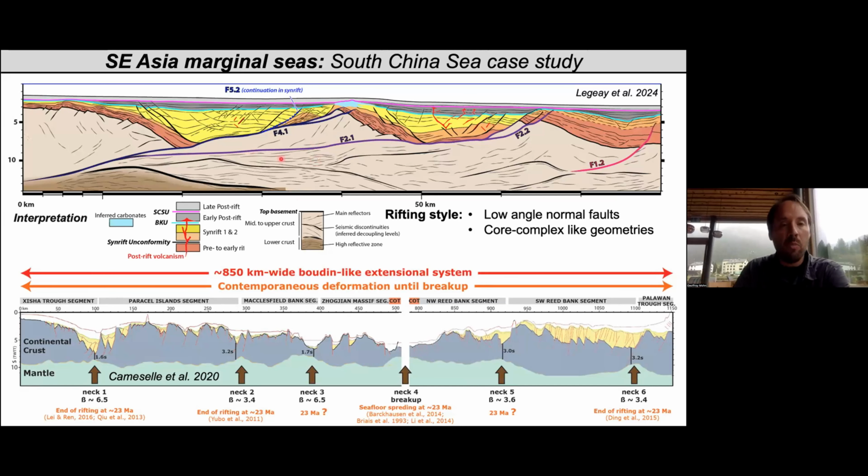And many publications propose that this style, with low angle normal faulting active during the rifting, is in fact resulting from the reactivation of former thrust faults from the Mesozoic orogenic phase.